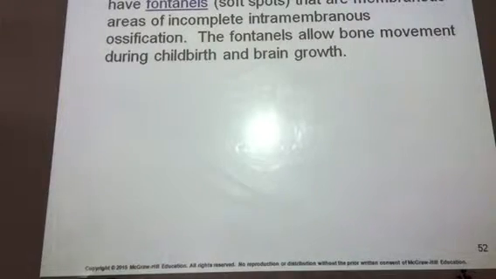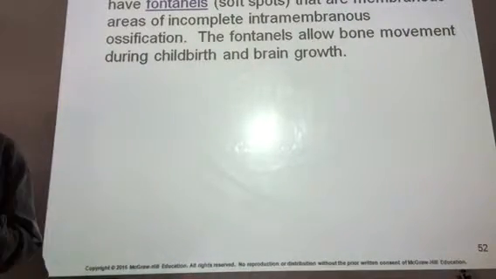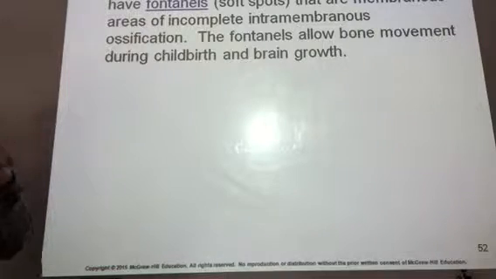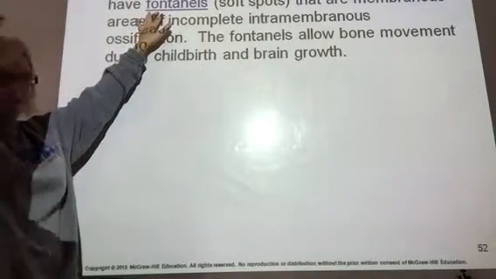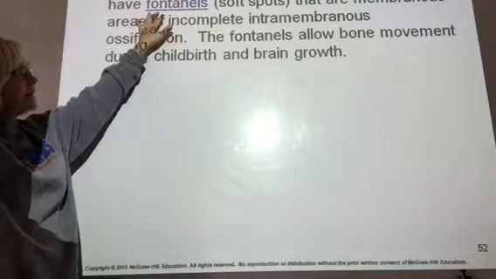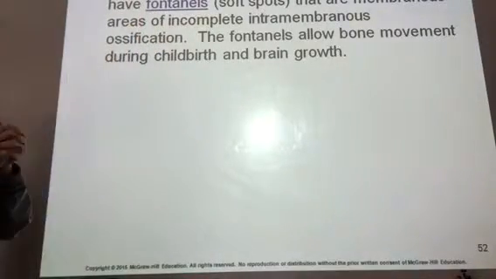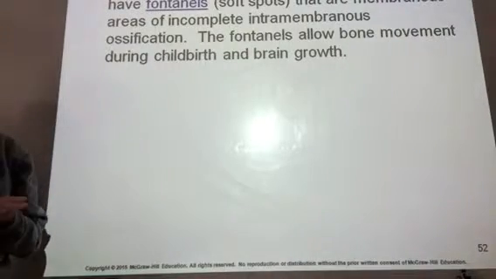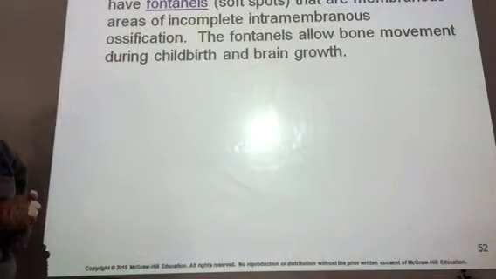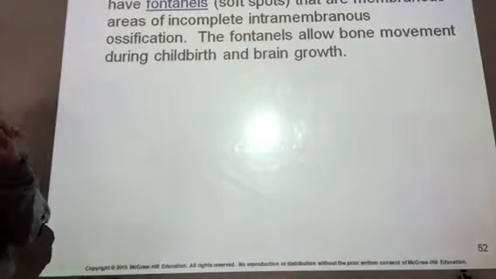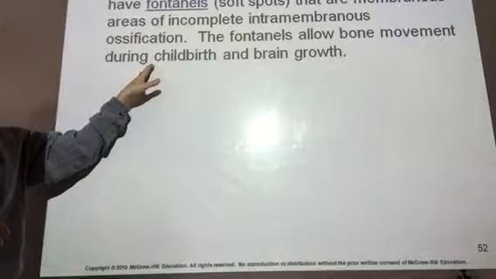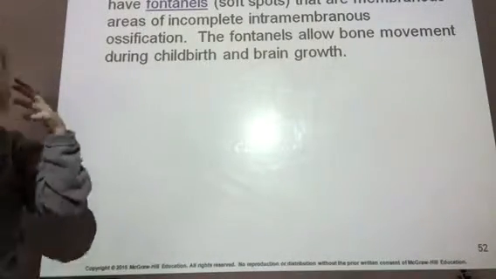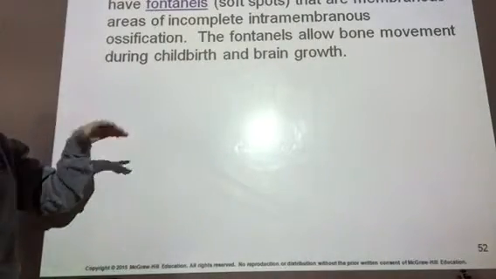A little bit towards the end, an infant skull is not fully developed. If it were fully developed, those bones would be crushed during birth. So they have fontanelles, which we call soft spots. A baby, when it's born, has a soft spot on the top of the head. Those soft spots are actually called fontanelles. And the purpose of them is to allow movement of that skull during childbirth or during labor, like I said. And then it will also allow the brain to grow after the child is born.